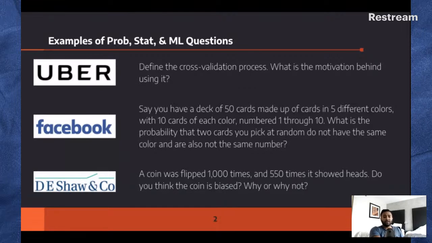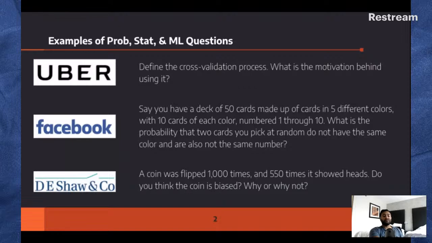Do you guys see that Facebook question? That's one of those straight up, we have some dice, we have some cards, what's the probability of this or that? It often boils down to permutations, combinations, and breaking it up into cases. So yeah, that's a little bit more tricky. That's there. And then we got that DE Shaw question.